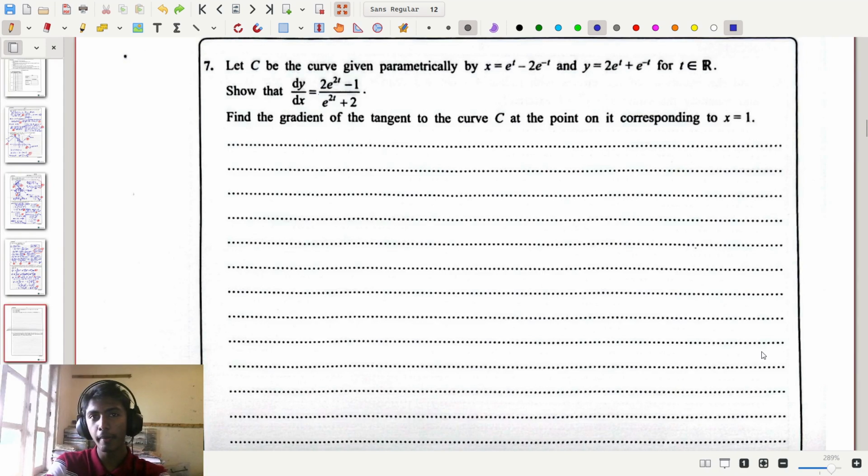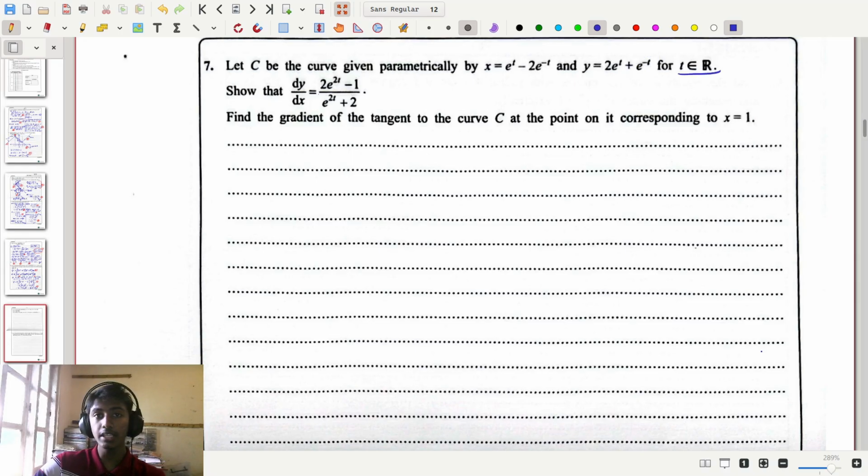2025 A-Level Combined Mathematics Paper 1 Part A question number 7, the differentiation question. This question says, let C be the curve given parametrically by x equals e to the power of t minus 2 times e to the power of minus t and y equals 2 times e to the power of t plus e to the power of minus t for t an element of the real numbers.